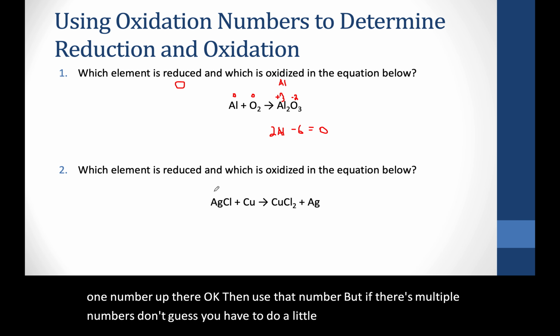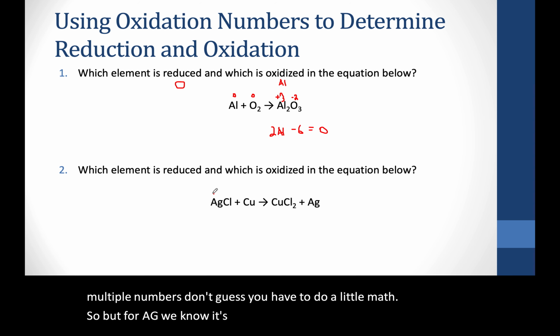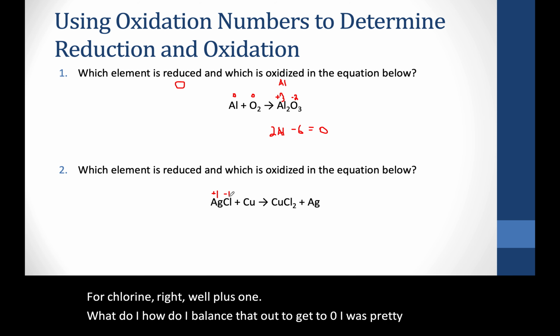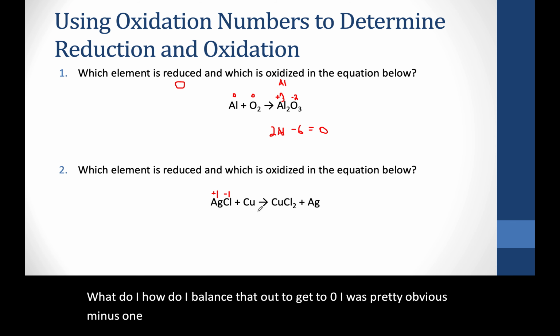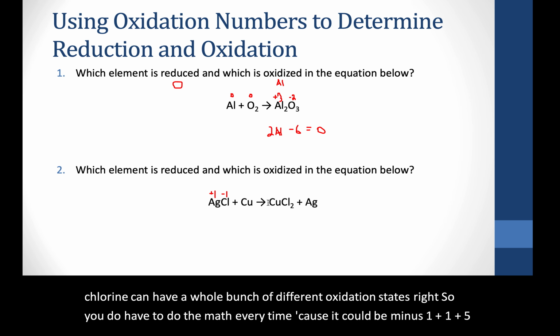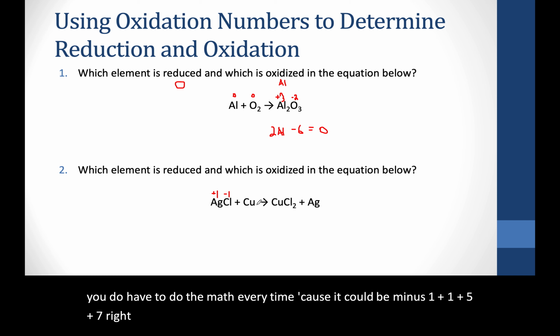But for Ag, we know it's +1. For chlorine, well, +1. How do I balance that out to get to 0? That one's pretty obvious. -1. Because there's no charge. So chlorine has to be -1. Well, let me look at chlorine. Yeah, chlorine can have a whole bunch of different oxidation states. So you do have to do the math every time because it could be -1, +1, +5, +7. Okay, so those are good.